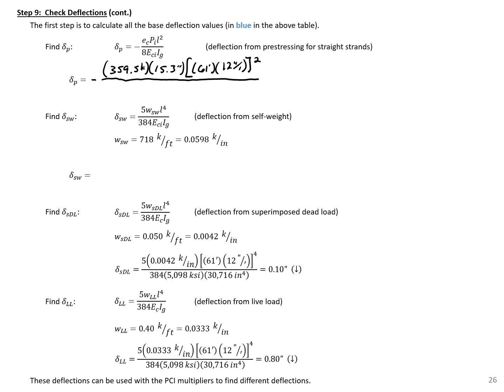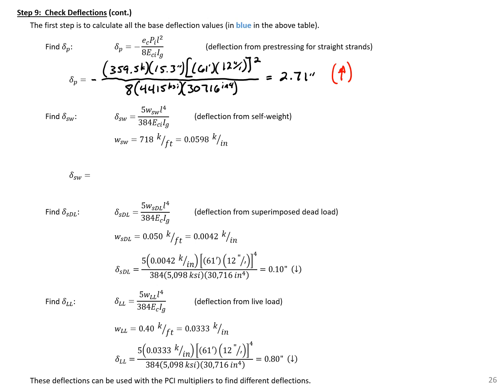And then this is all divided by 8 times our release modulus, 4,415 KSI, times our gross moment of inertia, 30,716 inches to the fourth. So we'll get the deflection from pre-stressing to be 2.71 inches. And that'll be an upward deflection.